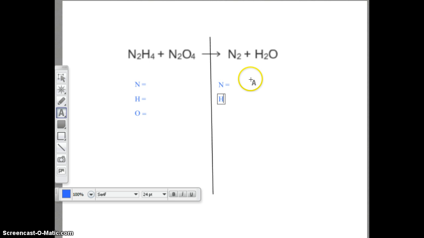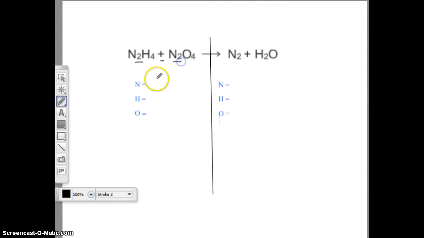And again, you should be doing this on paper. Try it by yourself first and hit the pause button. And when you're done, check the answer. All right, how many nitrogens are on the left-hand side? I have 2 plus 2 gives me a total of 4.